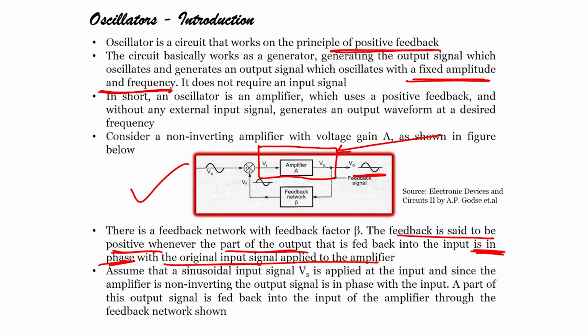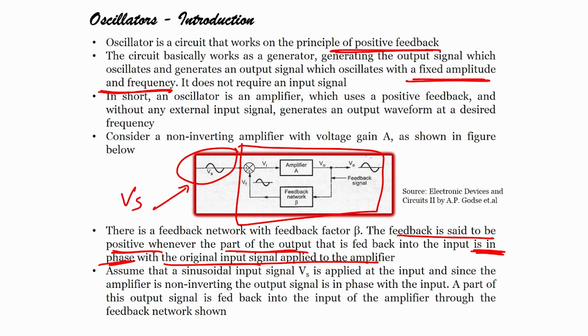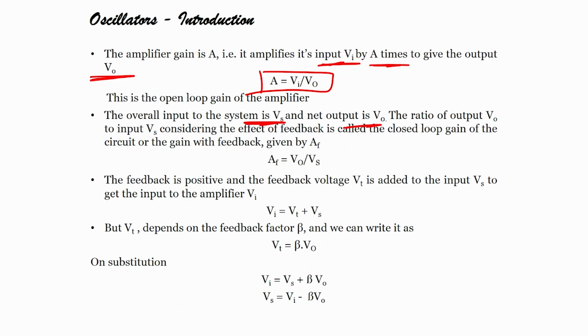So, let us go back, and now what we are saying is that the overall input to this oscillator is Vs and the output is Vo. This is the input signal of the amplifier, but overall it is Vs. So, in this particular case the overall system input is Vs, output is Vo, and the ratio of Vo to Vs, which considers the effect of feedback, is called the closed loop gain of the circuit and is given by AF equals Vo by Vs.